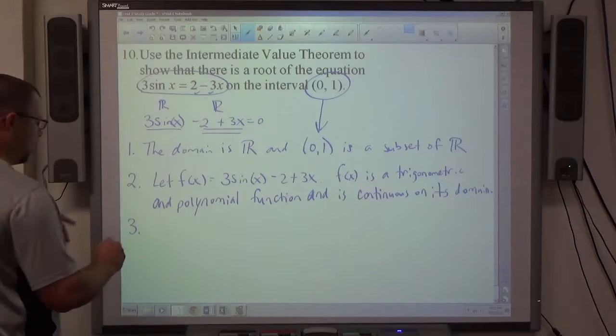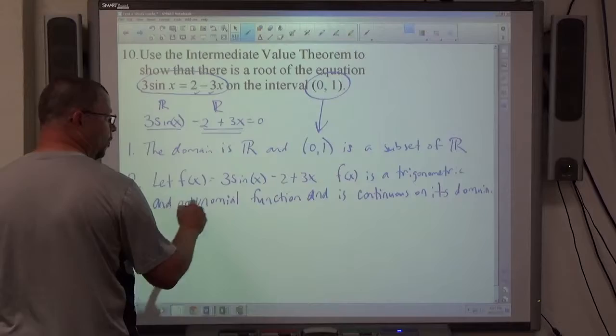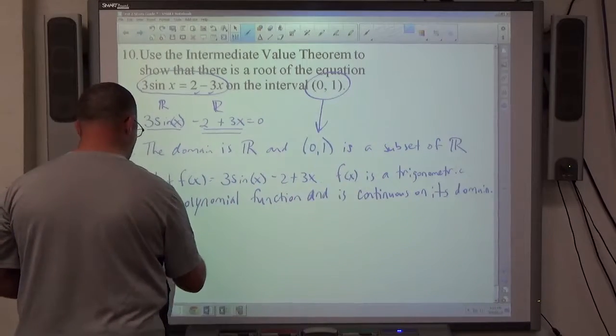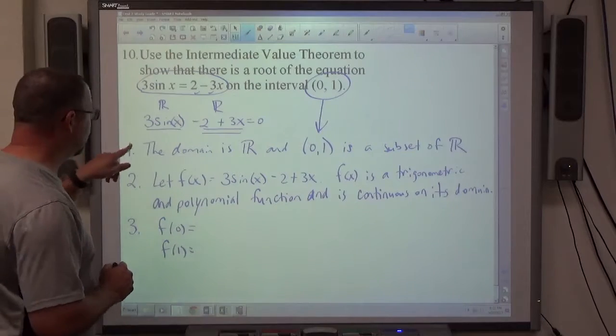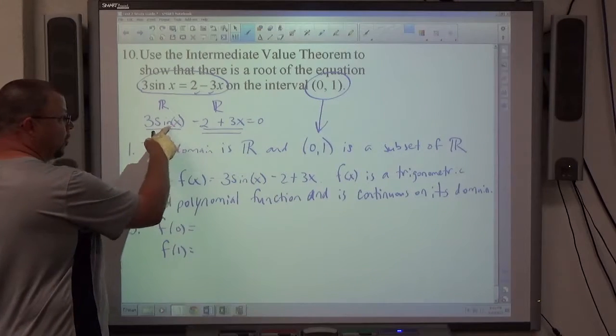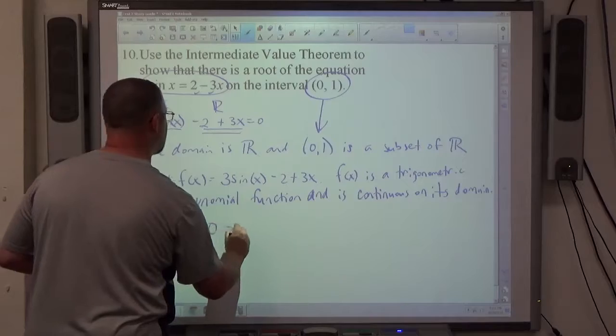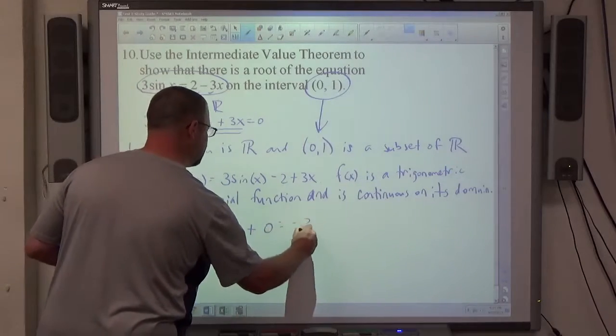Statement 3, I want to evaluate the function at 0 and 1, my endpoints. So I'm going to do f of 0 equals and f of 1 equals. For 0, that's easy enough. Sine of 0 is 0, so 3 times 0 is 0, minus 2 plus 3 times 0 gets me -2.